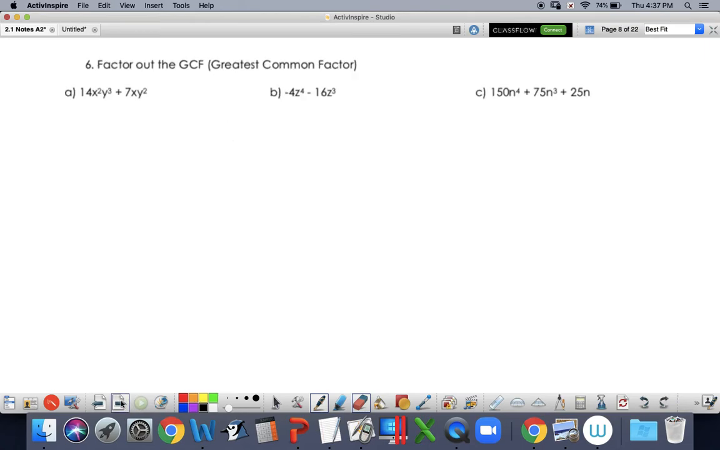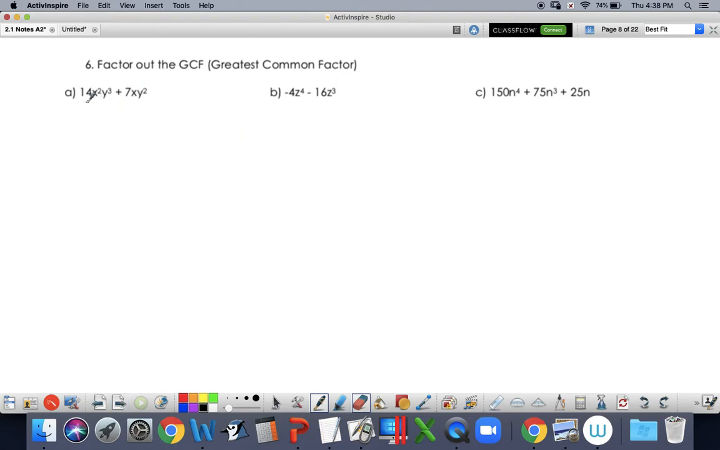Now on to our second learning target, which is factoring out the greatest common factor. So I not only have to figure out what the greatest common factor is, but I have to divide it out of the problem to see what is left over. And hopefully as I go through an example, you'll understand what I mean by factor it out, divide it out.